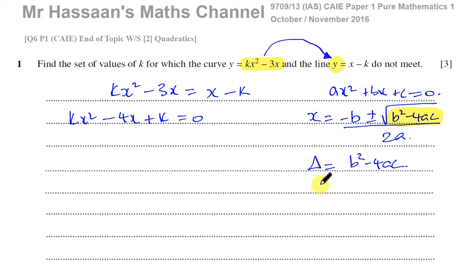Now, if the discriminant, b squared minus 4ac, is a positive value, greater than 0, then you have minus b plus or minus something over 2a. You'll have minus b plus something over 2a and minus b minus something else over 2a. So you'll end up with two different solutions. So when b squared minus 4ac is greater than 0, you have two solutions.